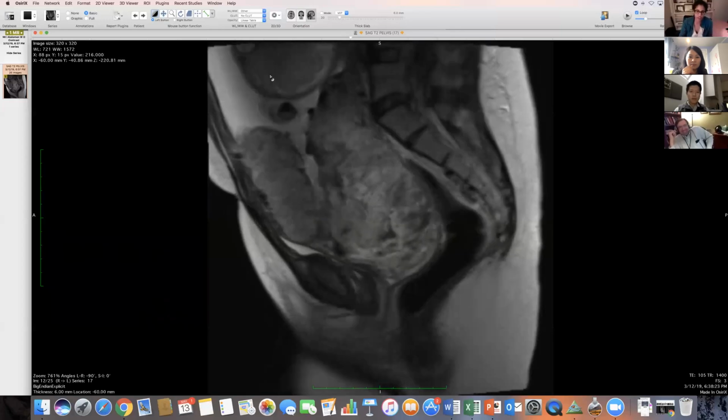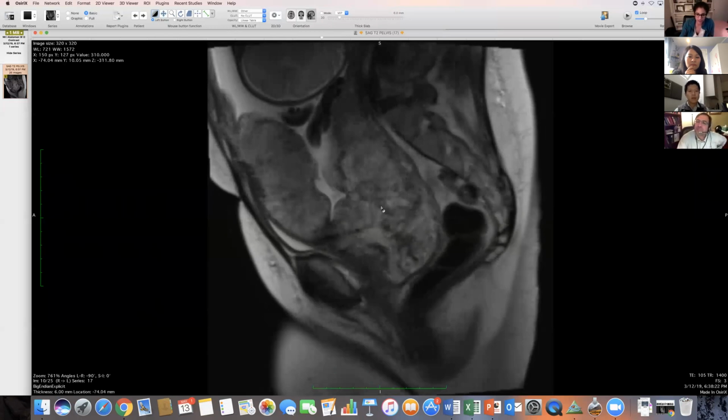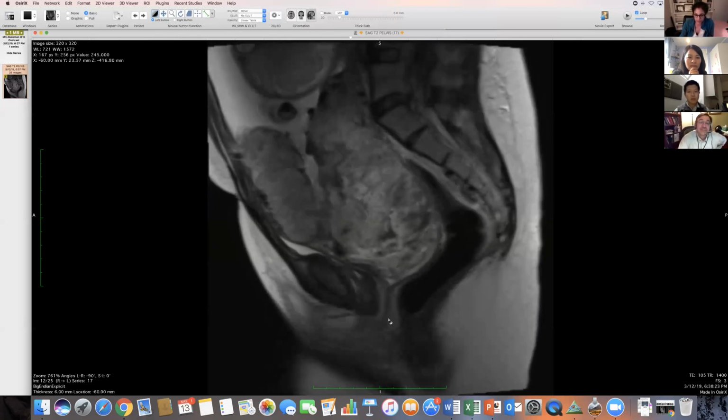This is a pregnant patient. You can see the baby's brain here. And you can see the placenta is super abnormal. It's a very low-lying placenta. It's covering the os here. So the cervix is actually completely expanded. And so we have a placenta previa that's extending into the cervix, which is already kind of open.